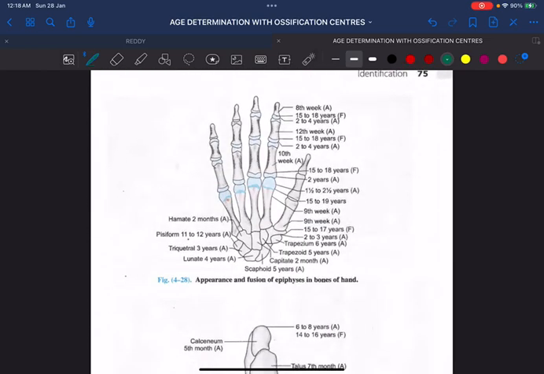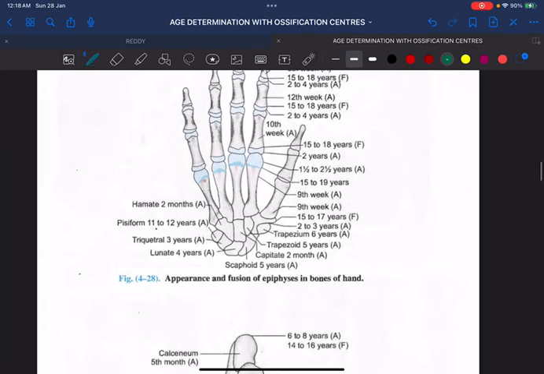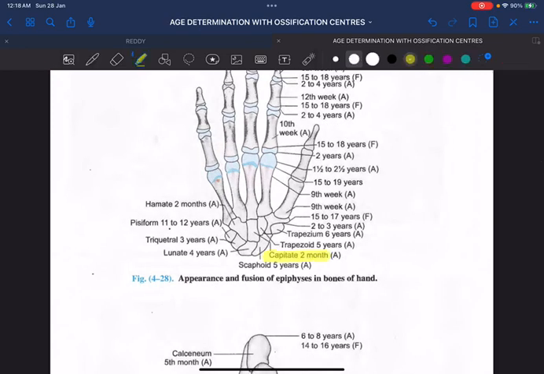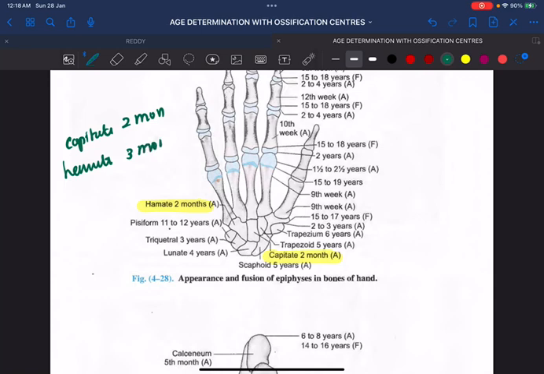Here only the appearance age is important. Capitate appears by 2 months. After capitate, hamate also appears by 2 months. Actually, some books say hamate is 3 months, so you can take it both ways. Capitate and hamate are very easy to remember: 2 months, 3 months.